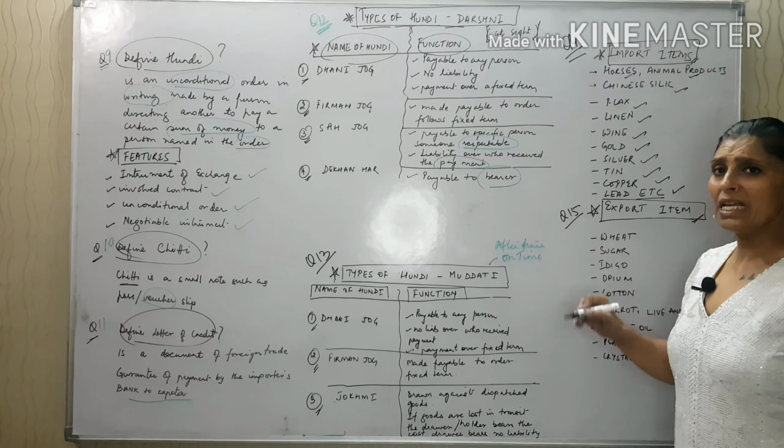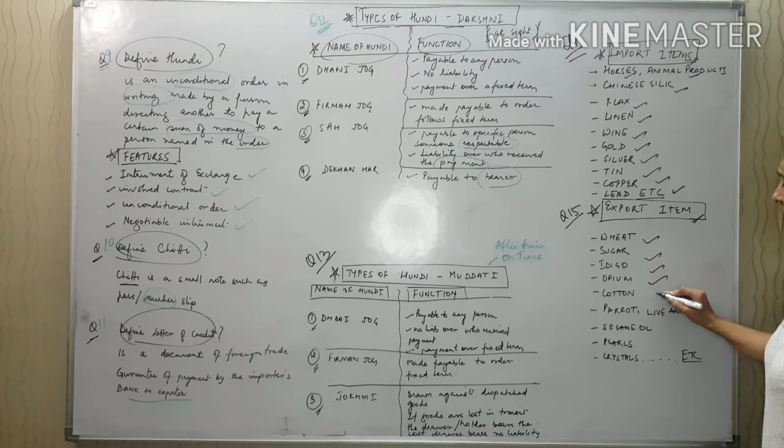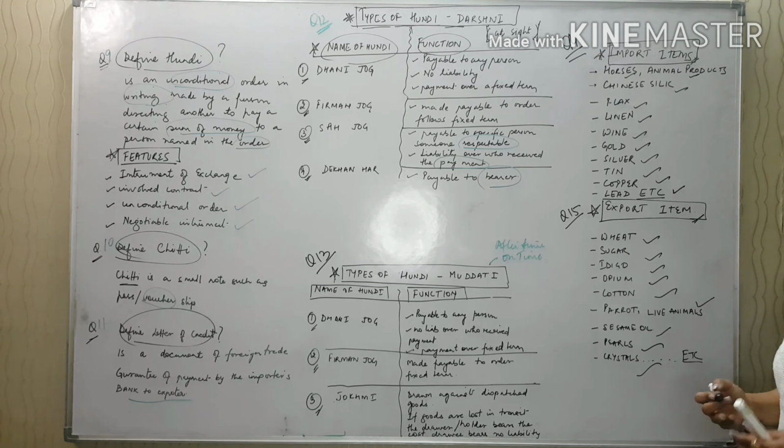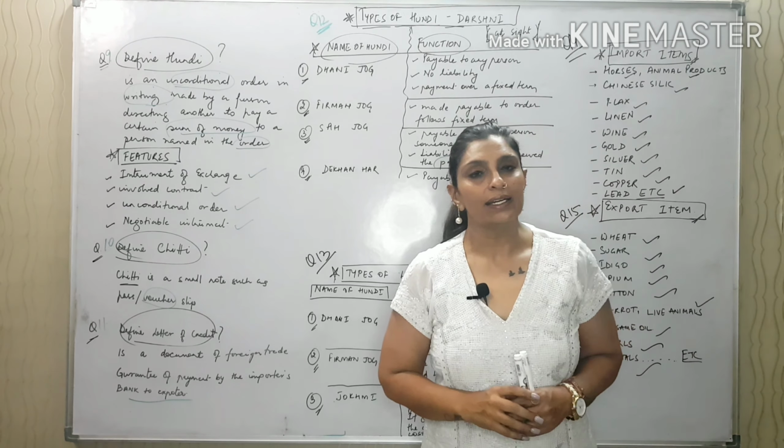ये आपके अगेन व्हाट डज इट टॉक अबाउट. एक्सपोर्ट आइटम क्या थे. वीट, शुगर, इंडिगो, ओपियम, कॉटन, पैरट, लाइव एनिमल्स, सेसमे ऑयल, पर्ल्स, क्रिस्टल्स, एट्सेट्रा. सो दीज आर द थिंग्स विच वर डेल्ट एट दैट टाइम.